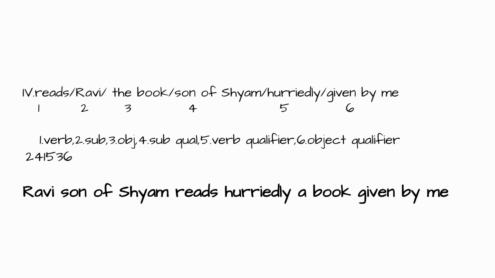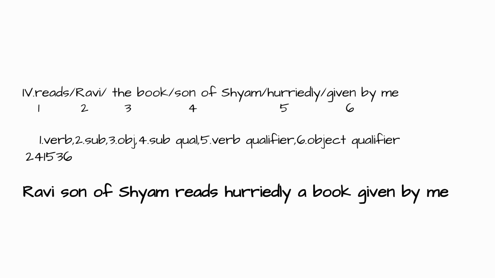This is the 4th example where an additional word is added. Now in this example there are 6 words: 1, 2, 3, 4, 5, 6. The 6th word is the new word added to the previous example.